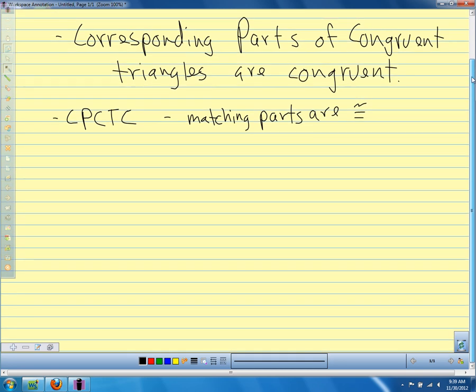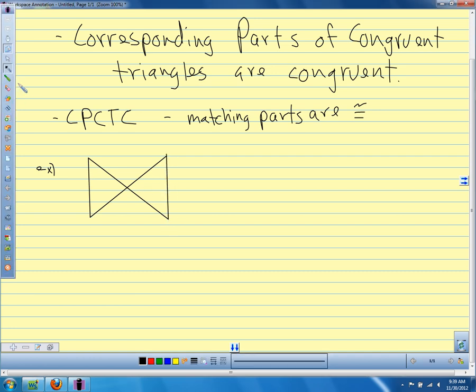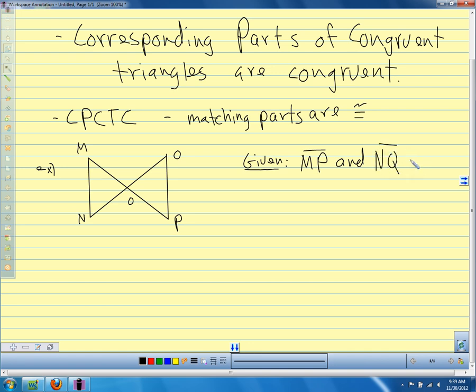We're going to do a proof here. So we're going to start with our drawing. We'll label our points. I'm going to call this M, N, O, P, and Q. And what we're given here, what we know, is that segment MP and NQ bisect each other at point O.